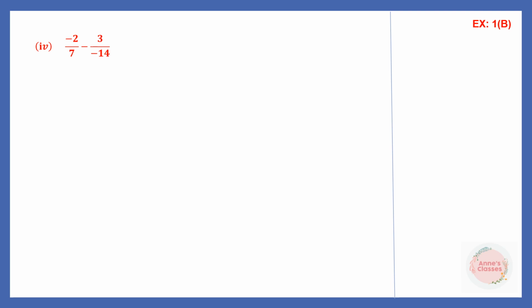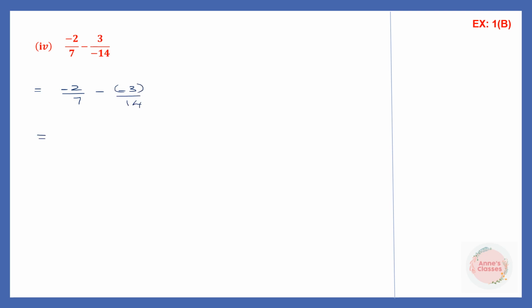Question 4. So here we have minus 2 by 7 minus 3 by minus 14. The denominator is negative. We have to put it in the standard form. Move the negative sign to the numerator. So the question now is minus 2 by 7 minus 3 by 14.